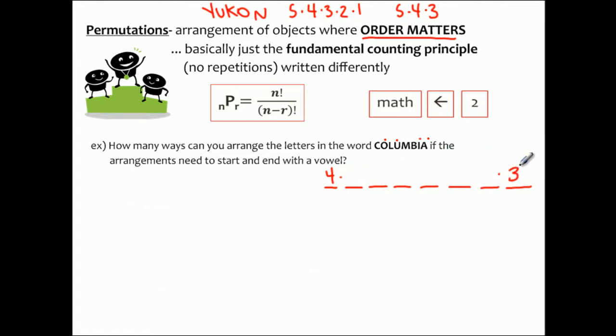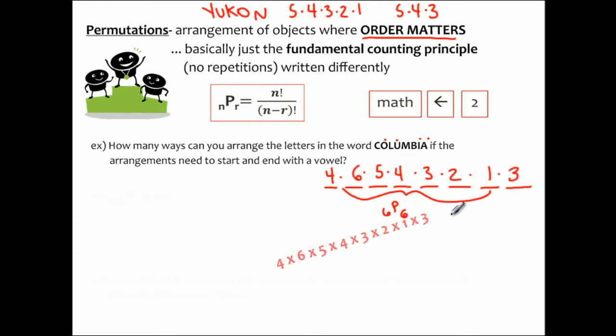Once we've chosen these 2 criteria, so the word needs to start and end with a vowel, now there's only 6 letters left to choose from for that spot. But once this letter is chosen, there's only 5 left, then 4, then 3, then 2, then 1. So you can just write this as 6 picking 6. And once you put this into your calculator, you end up getting 8,640. So that's the number of ways that you can arrange Columbia, and it starts and ends with a vowel.